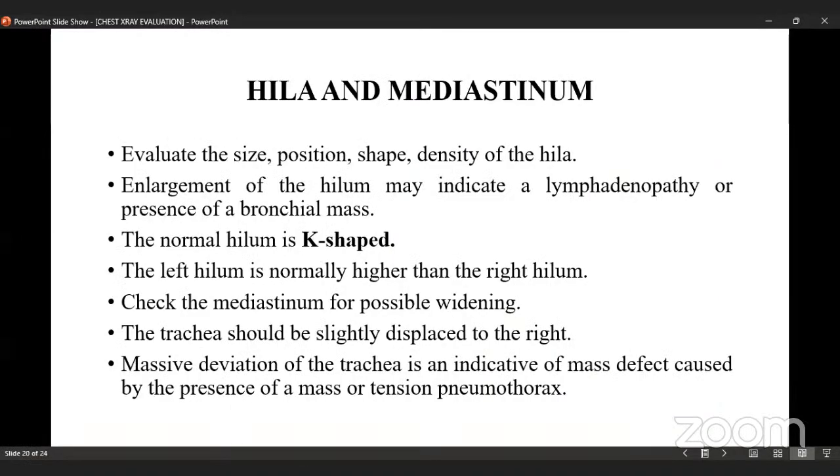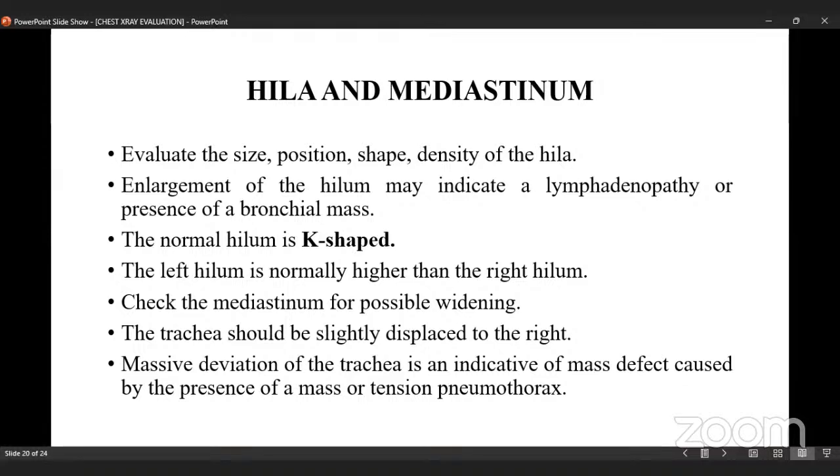Okay. So now let's look at the mediastinum. When we look at the mediastinum, we check for possible widening of the mediastinum. Widening of the mediastinum can be as a result of poor positioning of the patient. That's the reason why it is very important to look at rotation in the technical adequacy assessment. All right.